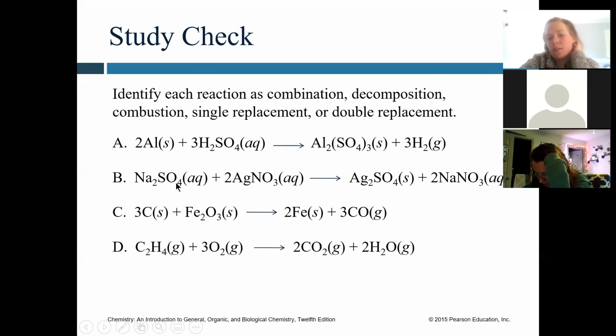The second one here, I've got sodium and sulfate combined with silver and nitrate, and it becomes silver sulfate and sodium nitrate. Here they flip-flop partners. So this would be a double displacement.